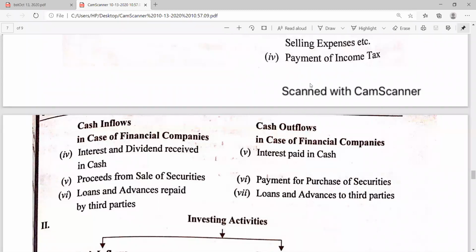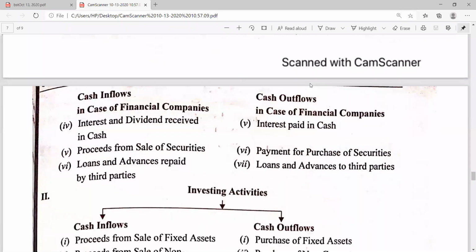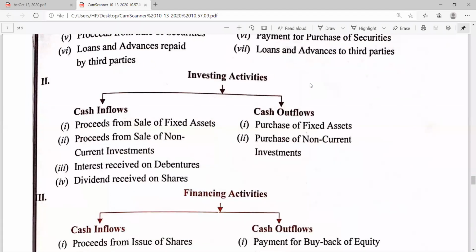So please keep in your mind from theory point of view, definitely you will have a question that for the financial company, what are the cash inflows or the cash outflows. So please keep in your mind. In case of operating, it is to be identified only.